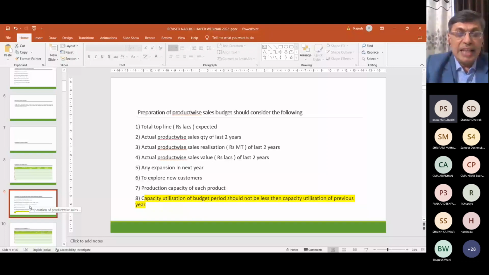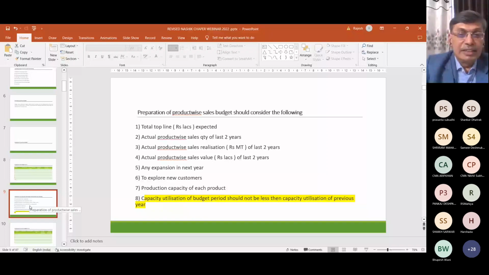Now, whether there is any expansion in the budget year or not. If there is an expansion, then the question for the marketing department will be: there is X quantity already existing, and due to expansion it is now X plus Y. So this additional quantity, whether it can be pushed into the market at the same rate or at a discounted rate, needs to be decided by the marketing department, and the average rate may be considered to arrive at the sales realization.